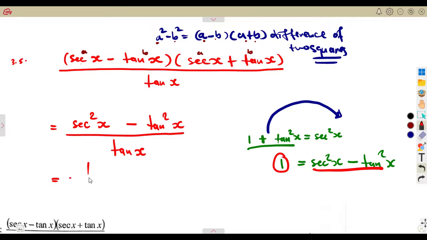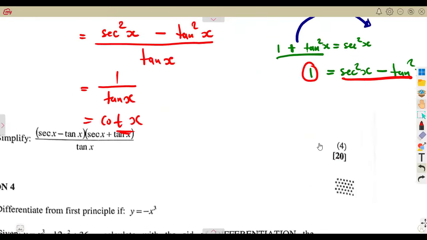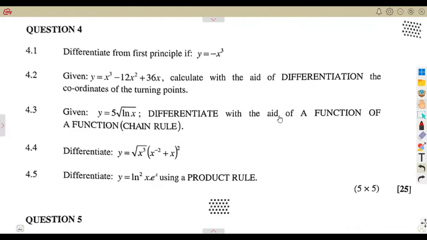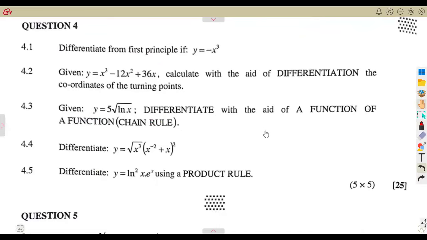So this is 1 over tan of x. And what is 1 over tan? Remember, 1 over tan gives us a cot. So this is cot x. So this was going to be simplified up to a cot x. So that's how your questions can be given as 4 marks. On question number 4, you are now on the derivatives.